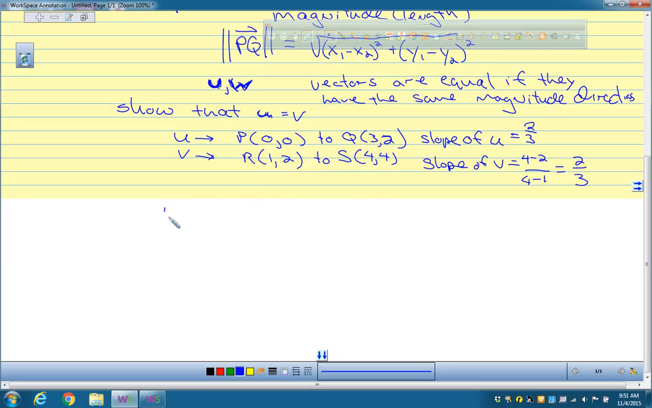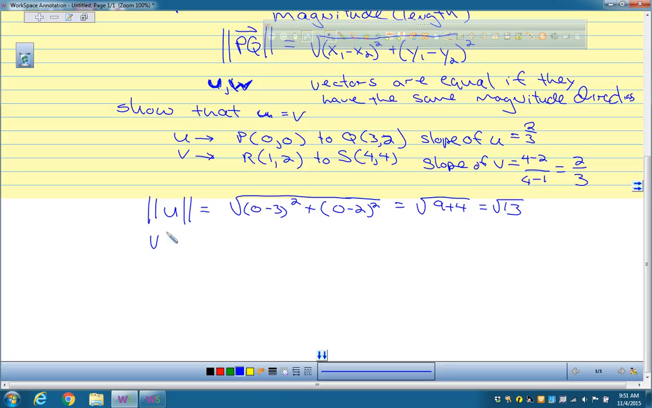So the magnitude of u, which you can write like this, is equal to the square root of x1 minus x2 squared, which is 0 minus 3 squared, plus 0 minus 2 squared, and that comes out to be the square root of 9 plus 4, is that correct? Which is equal to the square root of 13.